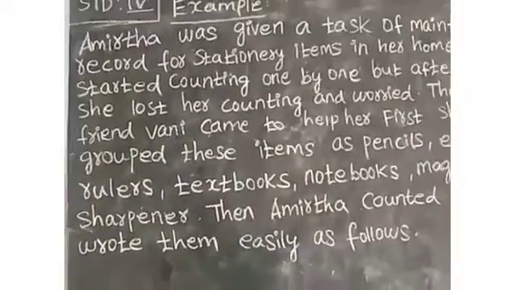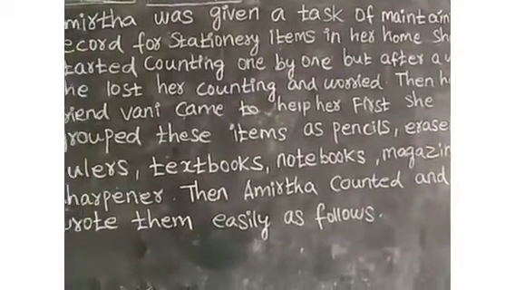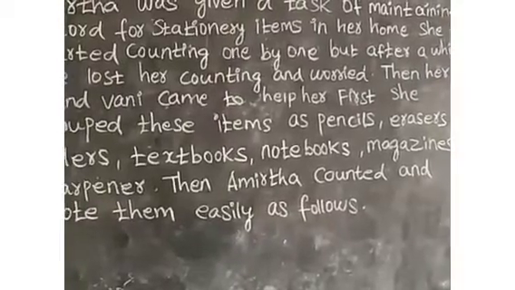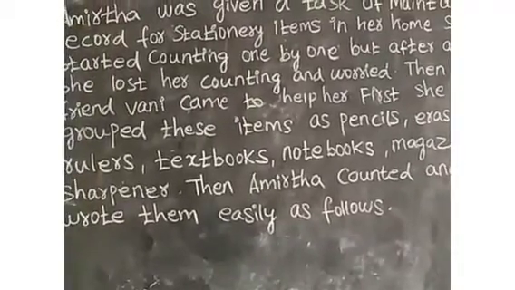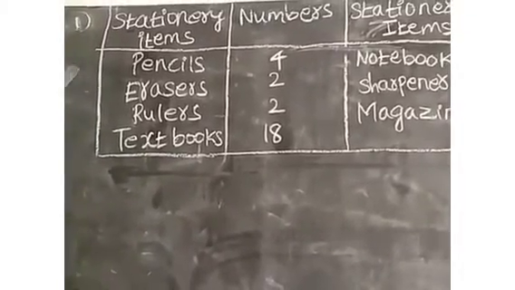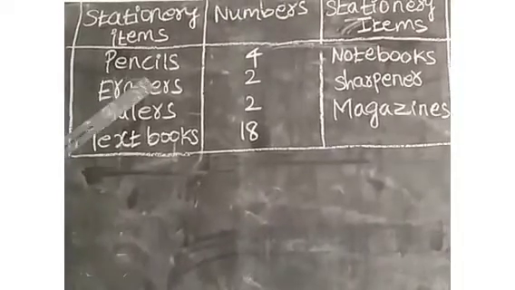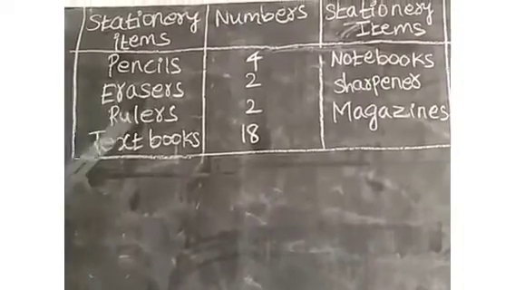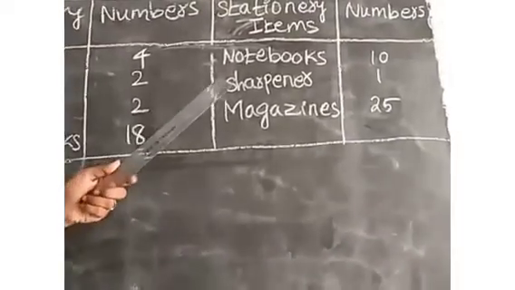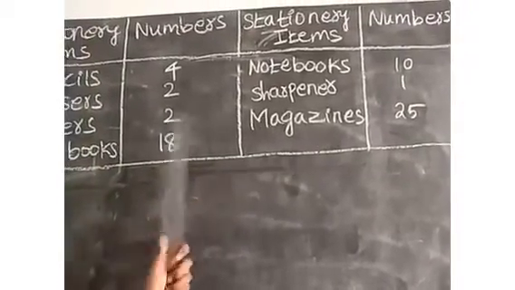In this sum, Amrita wanted to count the stationery items, but she couldn't. Her friend Vani came to help her. Vani grouped the items, then Amrita counted easily. Look here children, Amrita tabulated as follows. Stationery items, numbers: pencils 4, erasers 2, rulers 2, textbooks 18, notebooks 10, sharpener 1, magazines 25.